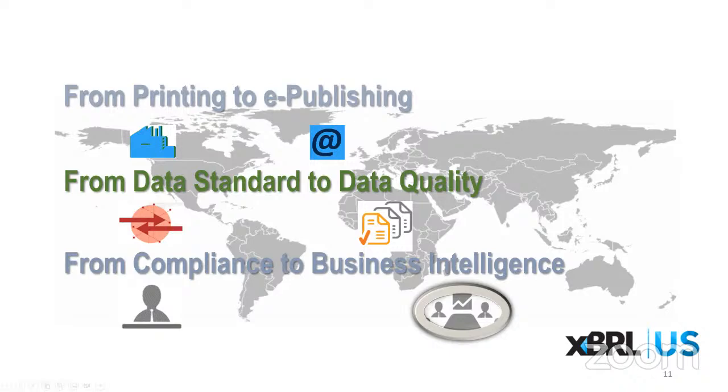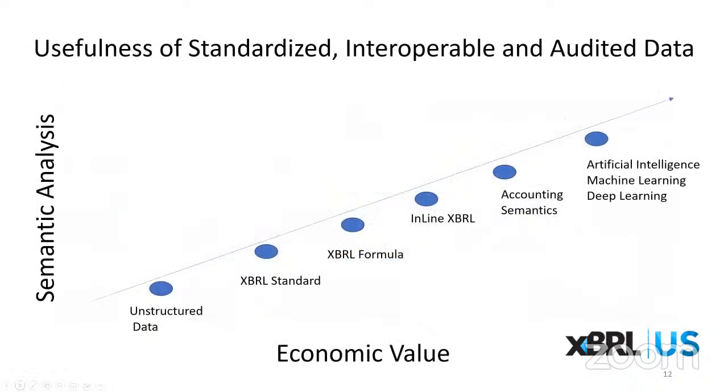Let's go to the next slide and we'll talk about the transition here also in the economic value and semantic use of data as it moves along the threshold from unstructured data to standardized interoperable data. And so what we're looking at here really is the movement of data from unstructured formats into an XBRL standard, and using the XBRL standard and embracing the elements of that standard, like XBRL formula linkbases, to elevate the consistency, quality, and effectiveness of the data that's being collected.